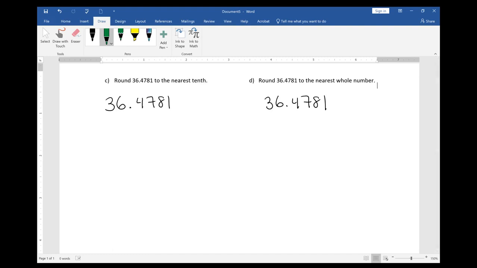Example C, round 36.4781 to the nearest tenth. As we know, the tenths place is the first digit to the right of the decimal point. So in this case, 4 is in the tenths place.